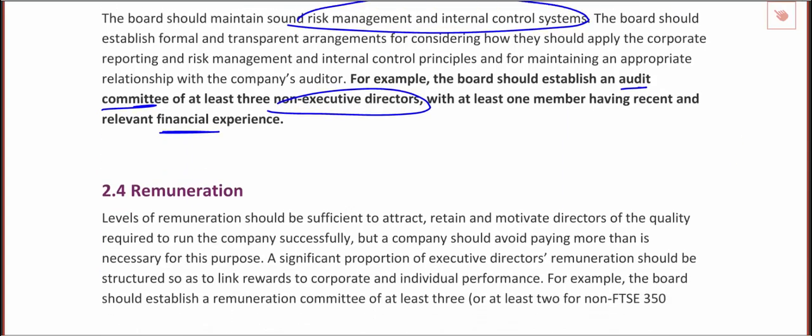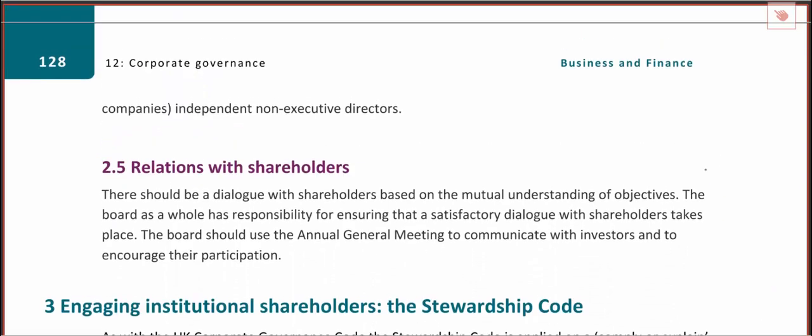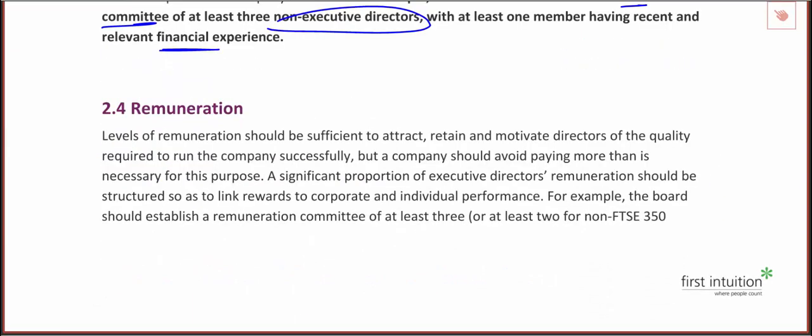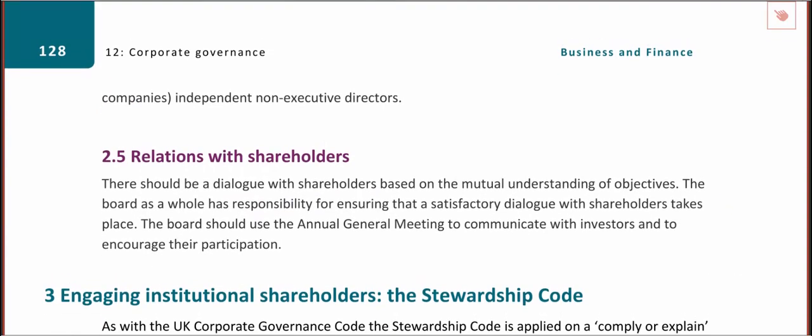Okay, so let's think about remuneration for the board. Obviously, we don't want remuneration to be set by the directors themselves. It doesn't really make sense for people to select their own salaries. So we say there should be a remuneration committee of at least 3, and that's for FTSE 350 companies, or at least 2 for non-FTSE 350 independent directors.